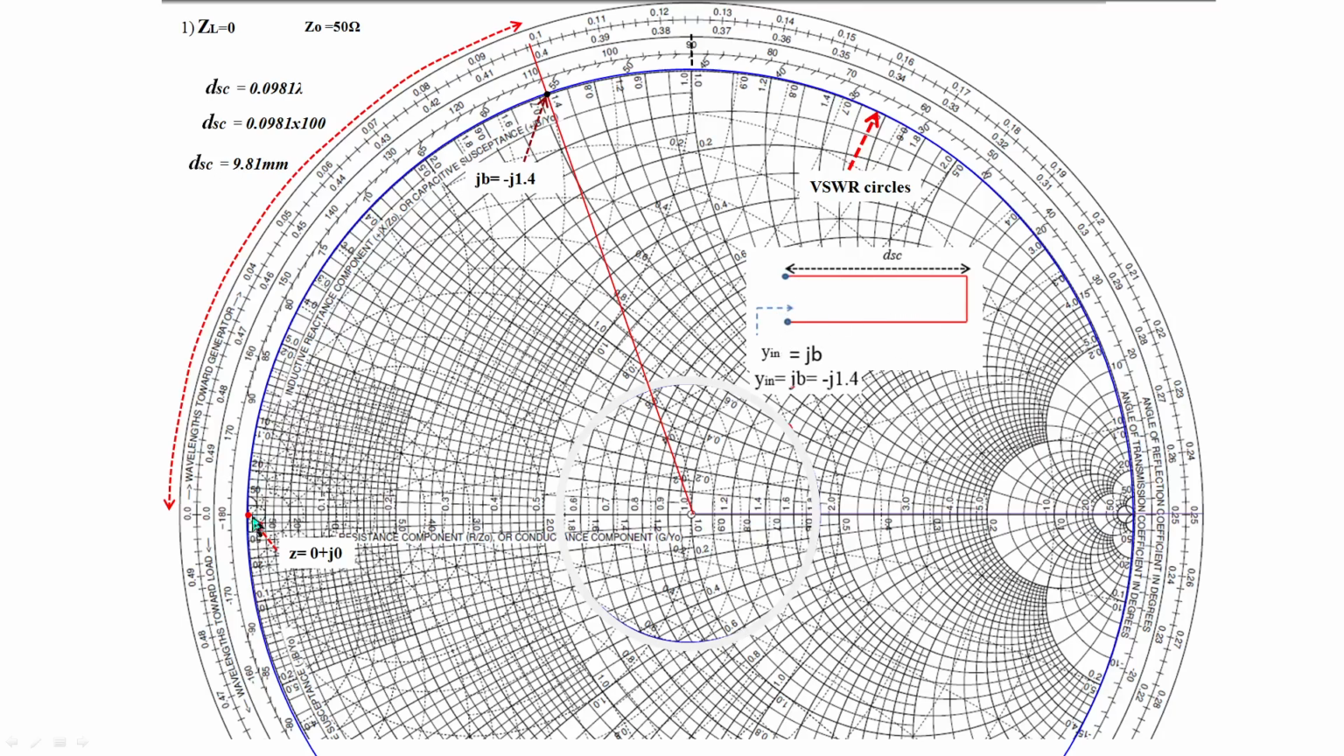Starting from the load, you go on moving, and wherever you find the required value of susceptance, minus 1.4, you stop. This is the minus 1.4 susceptance circle. This is the 1.2 susceptance circle, and 1.6 is here. The value is written outside the circle. This is a susceptance circle, its value is written here, 1.6, and here 1.2 is there. This is the 1.4 circle. So this is the point.